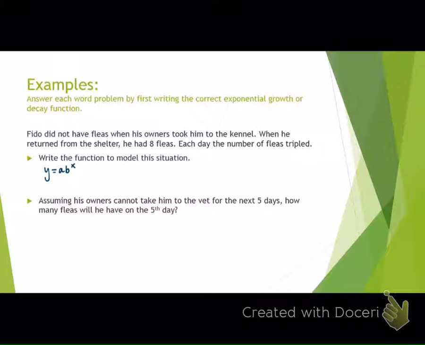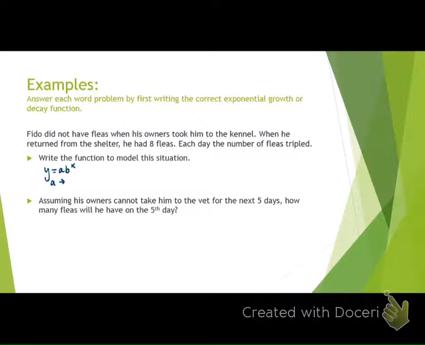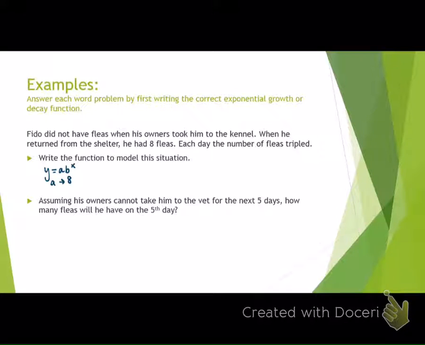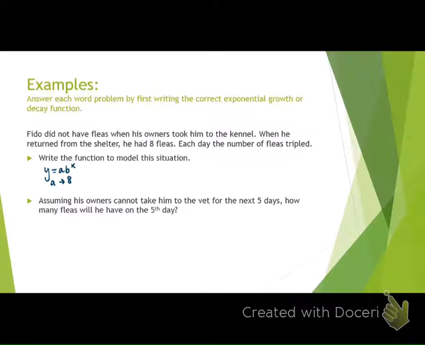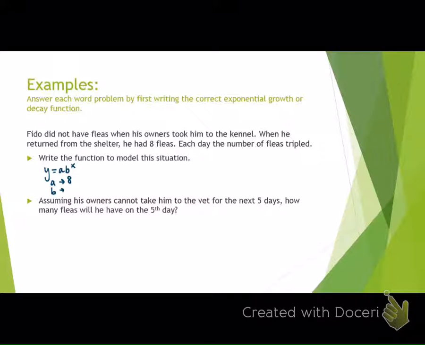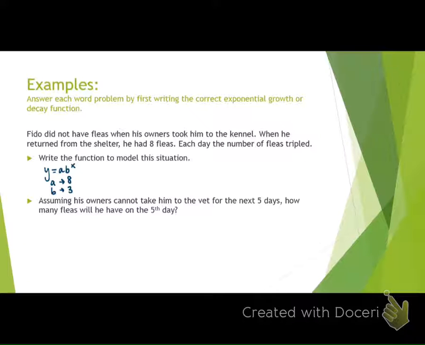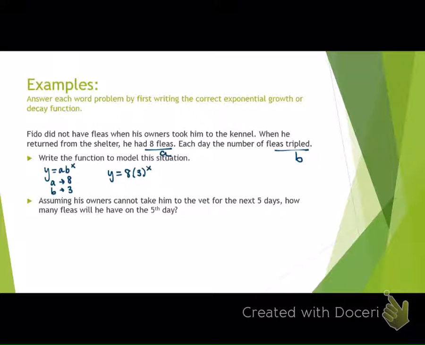So first, let's determine our A value. What is our starting amount of fleas he had? 8. We can't use 0. We're saying when he returned from the shelter, he had 8 fleas. So what's happening after that? I understand why you said 0, because he didn't have any when he got there. So we're saying when his owner picked him up, he had 8 fleas. What is our growth or decay factor in this case? Jenny? 3, because it tripled. So A is here, B is here. So we plug those into the equation. So we start with 8, and then it's 3 to the x.